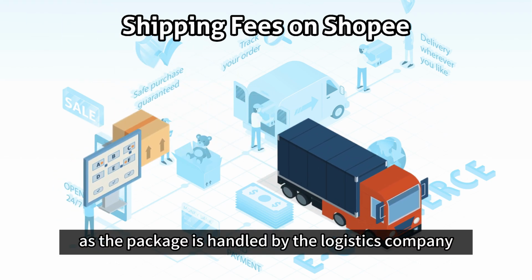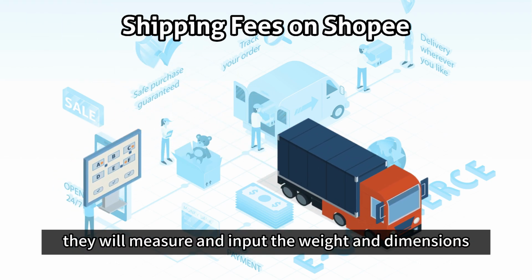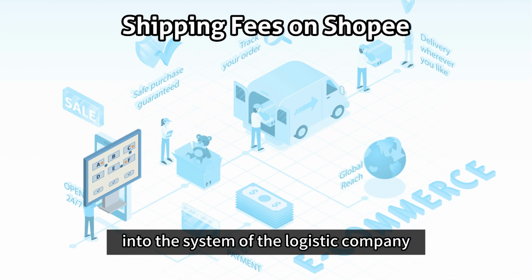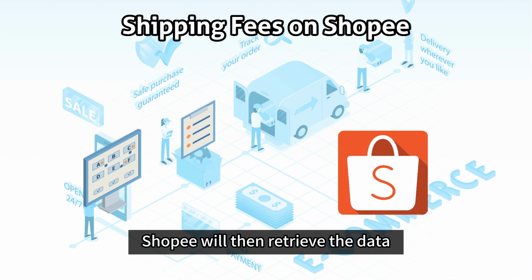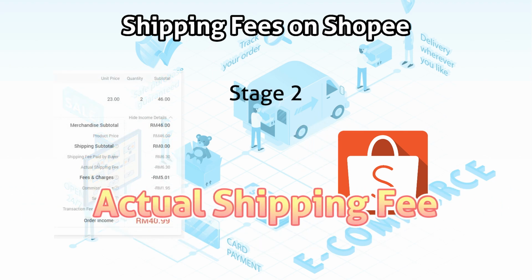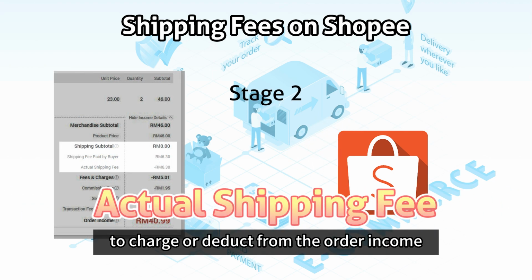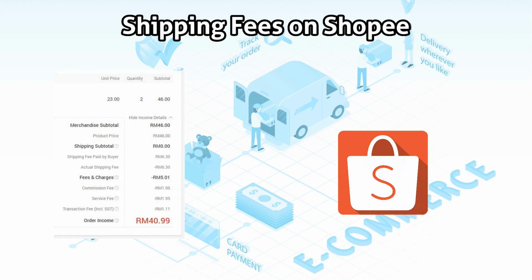As the package is handled by the logistics company, they will measure and input the weight and dimensions into the system of the logistics company. Shopee will then retrieve the data and calculate the actual shipping fee to charge or deduct from the order income.